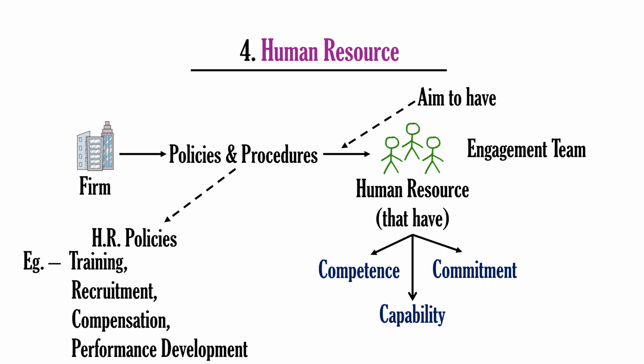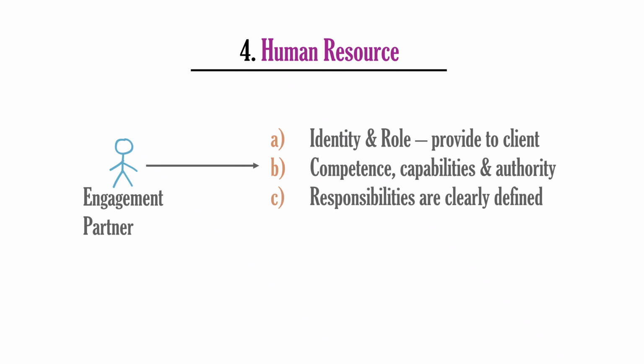The fourth element is human resources. It says the firm should have policies and procedures which aim to have human resources for the engagement team that have ample competence, capability, and commitment. These HR policies should basically include the training policy, recruitment policy, compensation, and performance development policies.